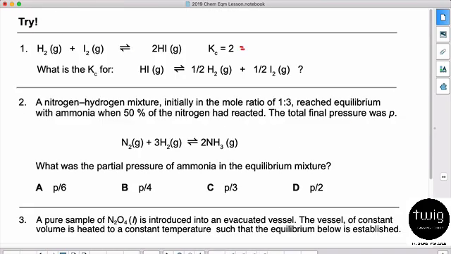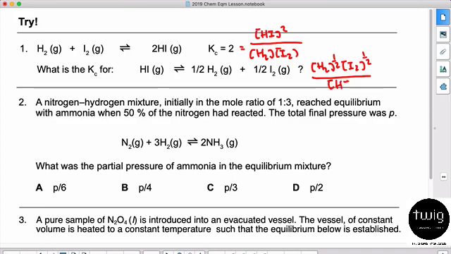Over here, the first one, K2, is equal to HI squared over H2 times I2. What they want is actually H2 to the power half, I2 to the power half over HI. Very quickly, you can see that's a bit inverted. If I flip it as H2 times I2 over HI squared, this value will be the inverse. But I don't want this, I want this.